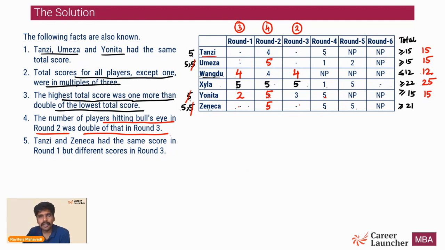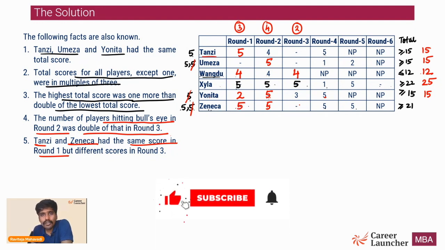Okay. Now we know that there are exactly 2 more 5s that have to come into round 1. We know that T and Z had the same score in round 1. Either both of them will be 5 or both of them will not be 5. If both of them are not 5, you will not be able to fulfill the condition of 3 5s in round 1. That means both of them have to be 5.